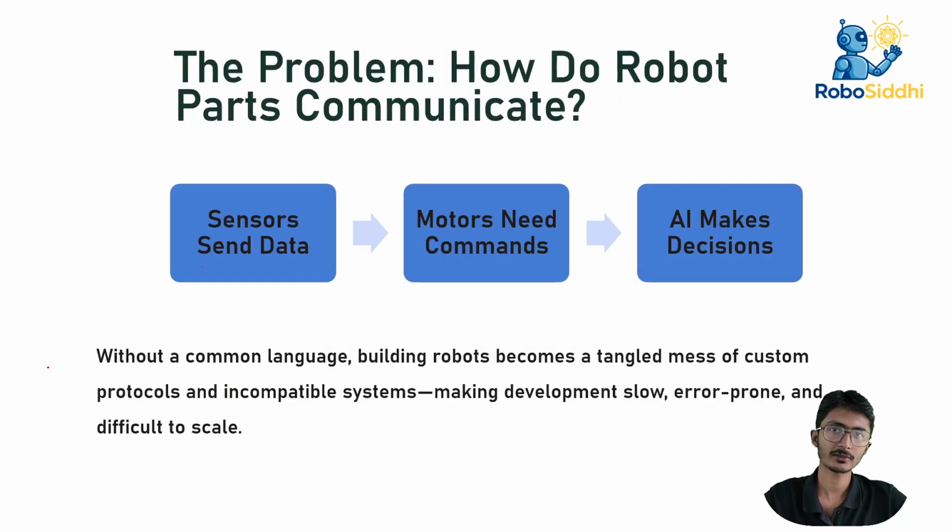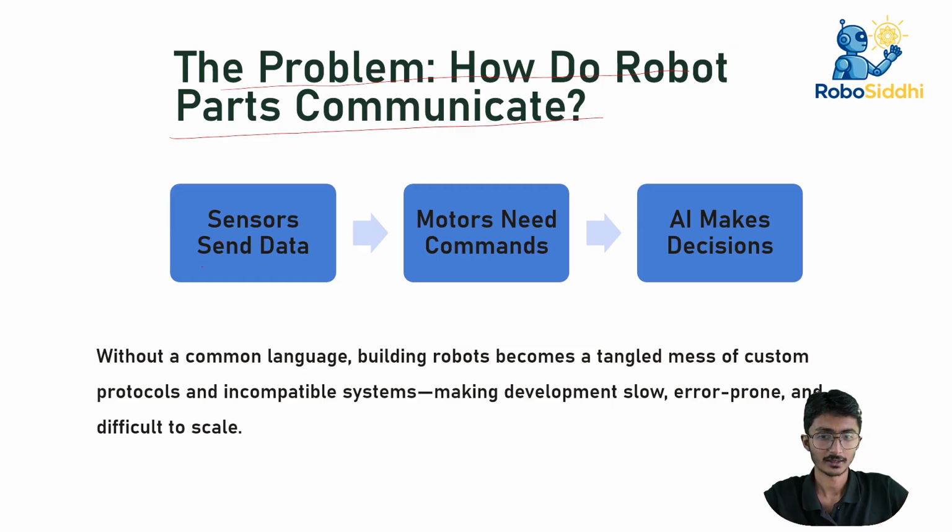So let's talk about the problem. There is a big problem in developing robots. What is the problem? The problem is, how do the robot's parts communicate with each other? There are so many parts. How are you going to connect them all? How are you going to process the data? You will have so much trouble if you just use a programming language and try to make them communicate.